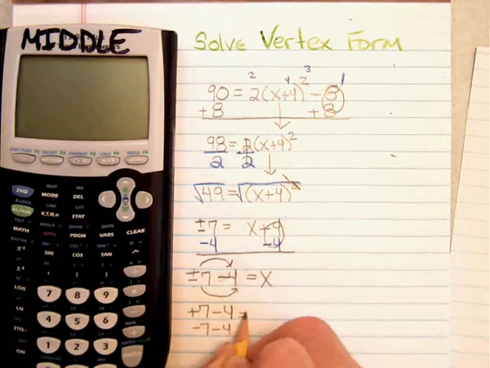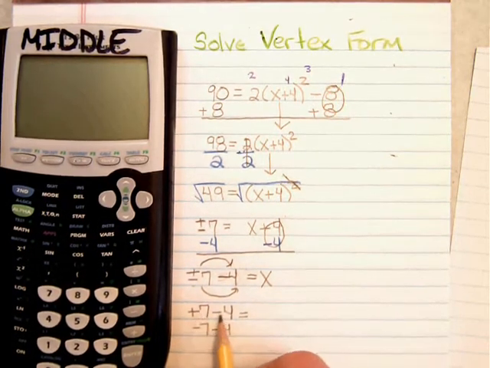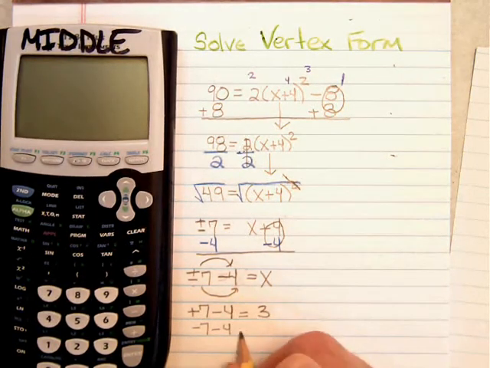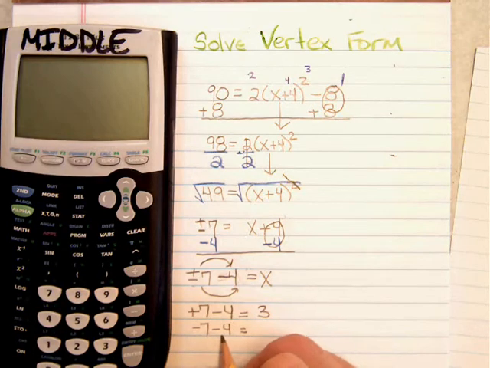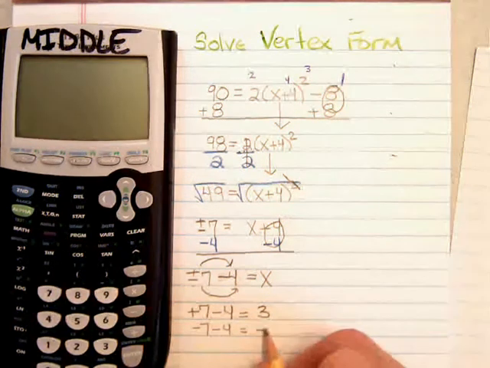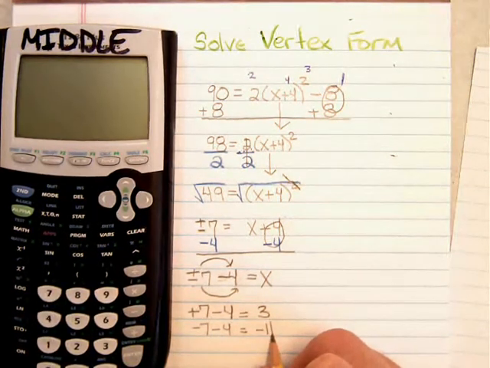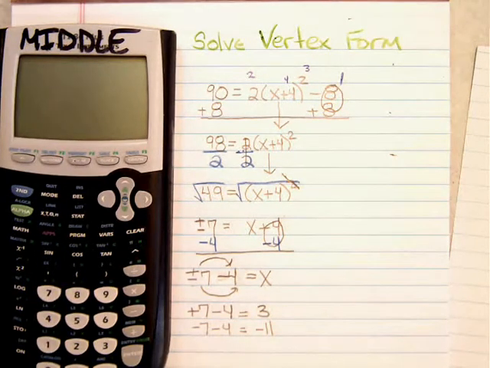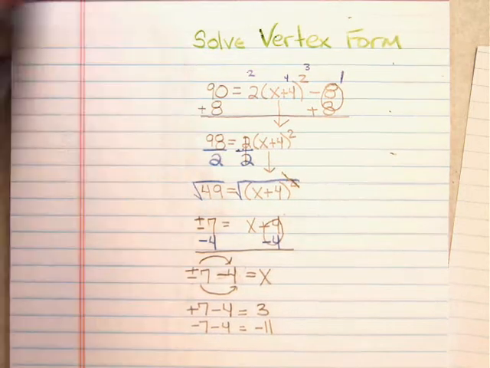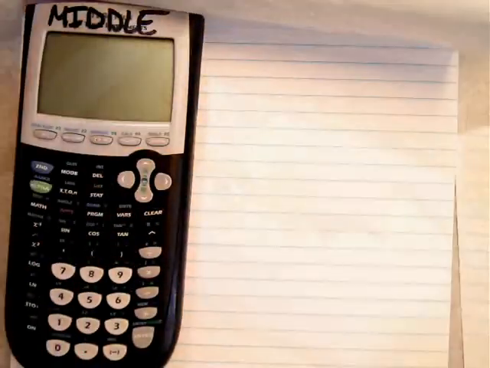And positive 7 minus 4 is 3. Negative 7 minus 4 is negative 11. Not too bad. Let's try one more example, and then we'll move on to the next assignment. So let's look at this one.